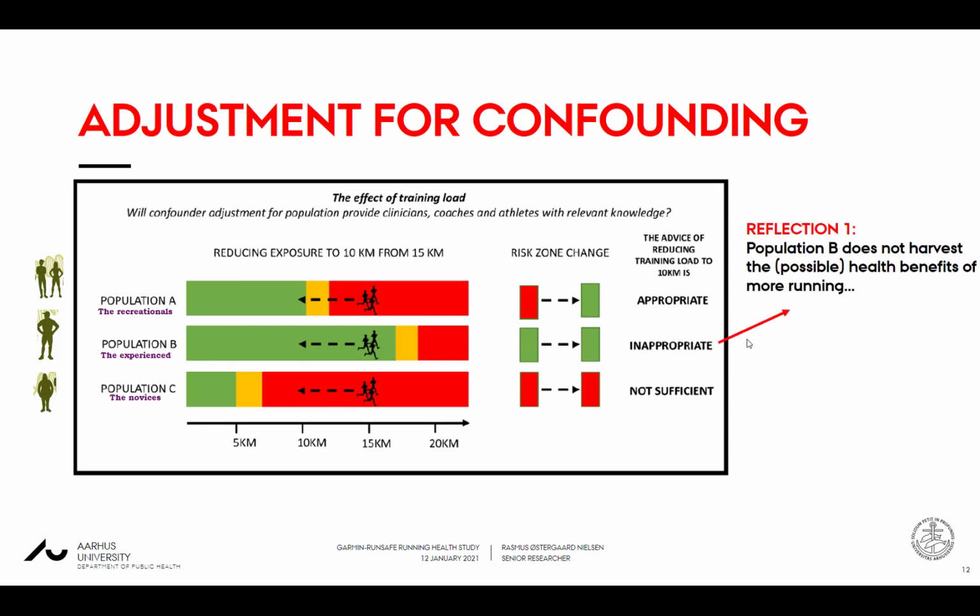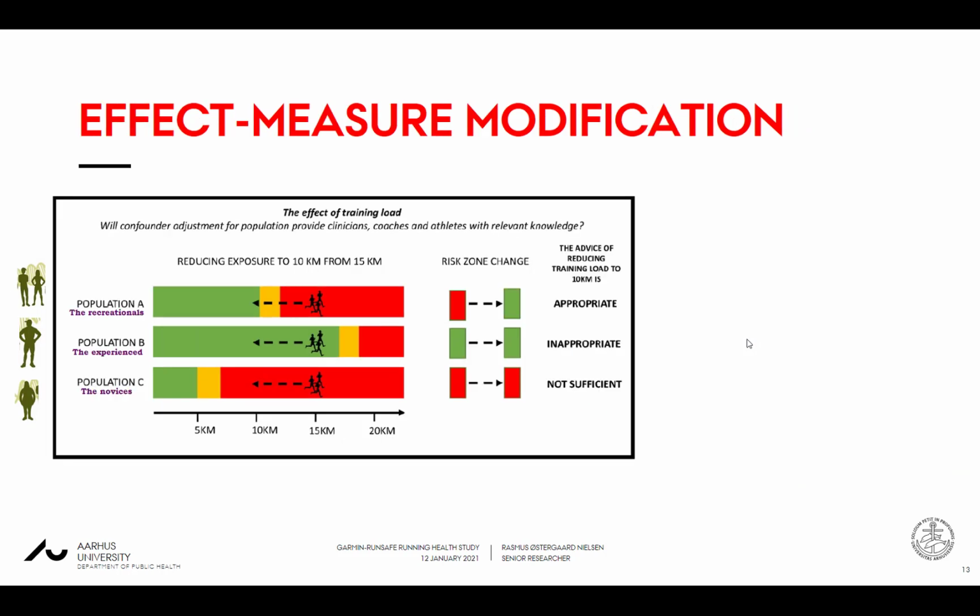So the reflections would be that population B, the experienced runners, do not harvest the health benefits of more running. And population C still run too much. They need to reduce even more. But just using population as confounder is an advanced analytical concept, I know, but I hope you get the point here that we may recommend some subpopulations to do something that's inappropriate for them while using that concept. So if we use another analytical concept instead, called effect measure modification, and that's what we intend to do in the present project, we may get different results.